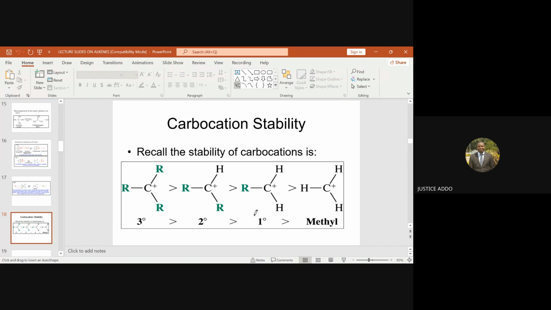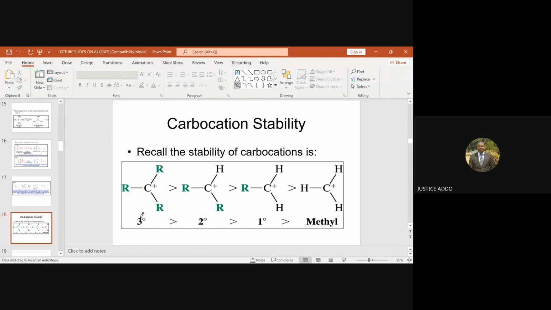So with our previous knowledge in the classification of carbon, which I took you through in the first week, a primary carbon is a carbon that is bonded to only one carbon. A secondary carbon is a carbon that is bonded to 2 other carbons. A tertiary carbon is a carbon that is bonded to 3 other carbons. So whenever there is a positive charge on a carbon that is bonded to 3 different carbons, then that particular carbocation is said to be what?